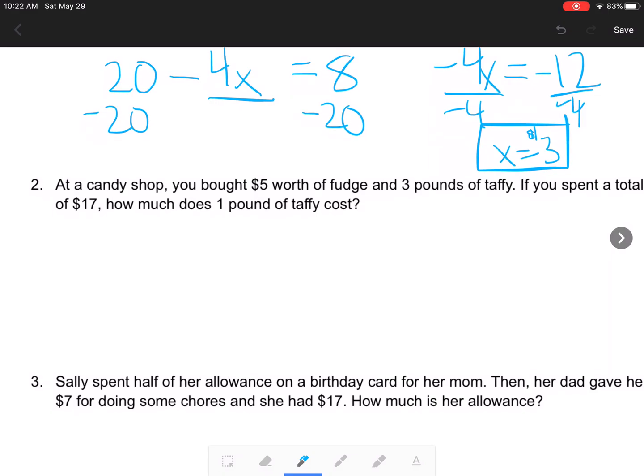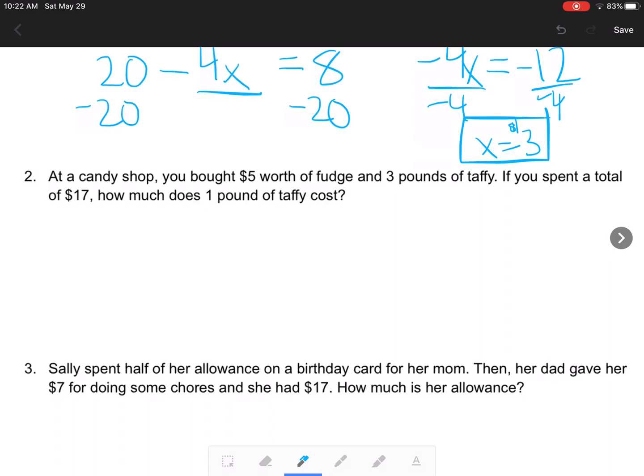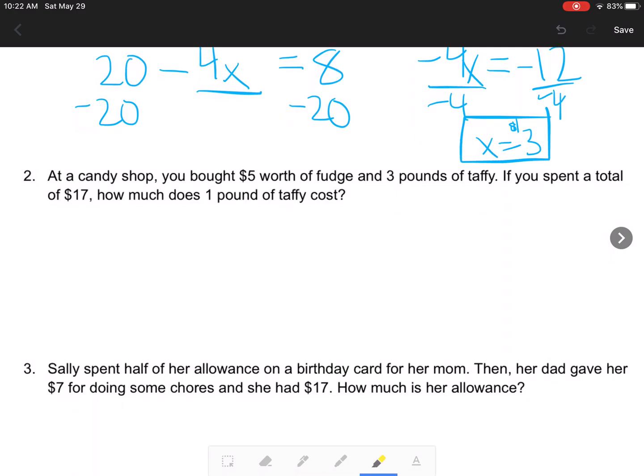At a candy shop, you bought $5 worth of fudge and 3 pounds of taffies. If you spend a total of $17, how much does 1 pound of taffy cost? Well, again, I'm seeing a handful of numbers here. A couple of them are going to be our constants, and a couple of them are going to be a coefficient. Well, actually, only one's going to be a coefficient. Again, these dollar amounts here are set in stone. We can't change those. So we've spent $5 of fudge, and then we got an additional 3 pounds of taffy for a total of $17.